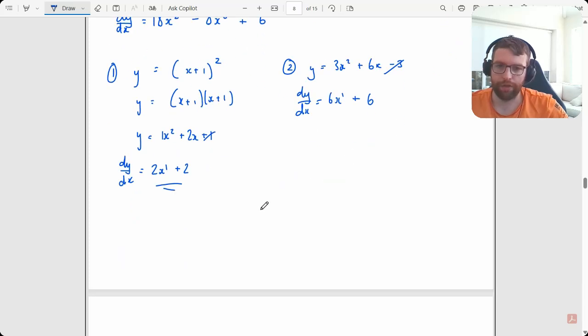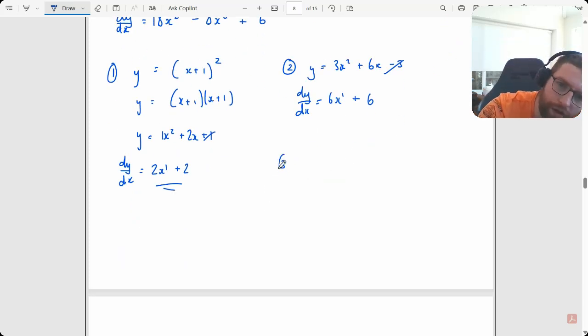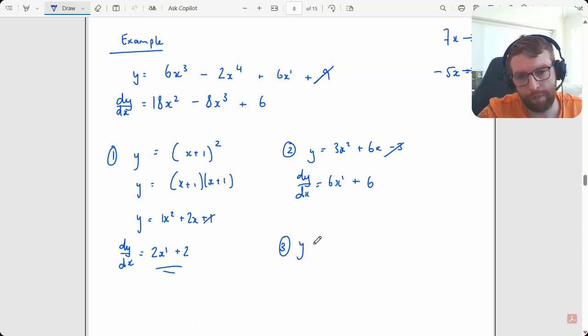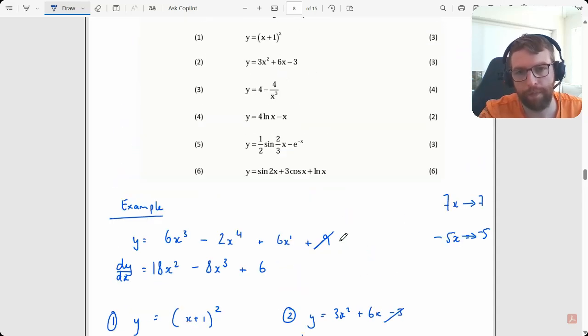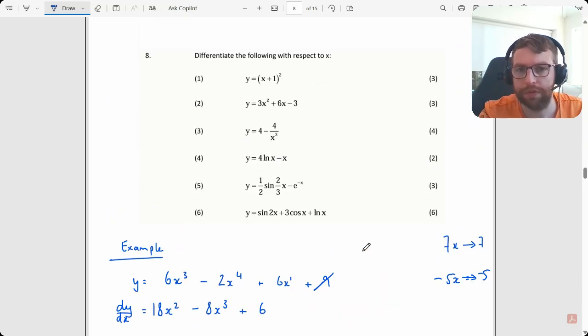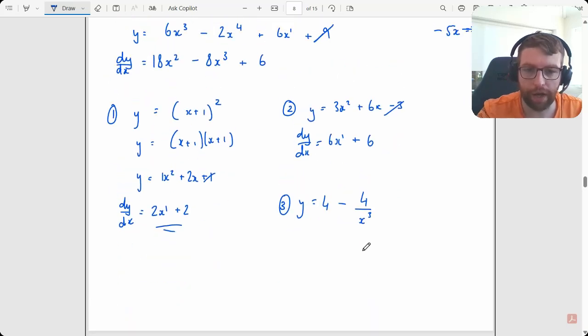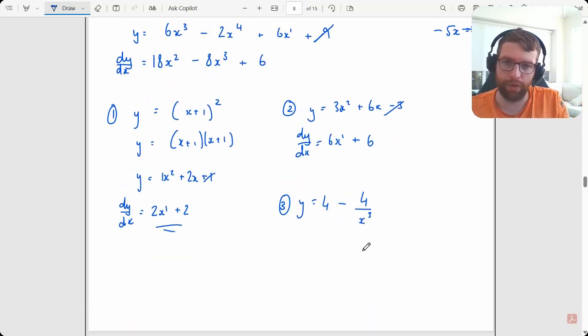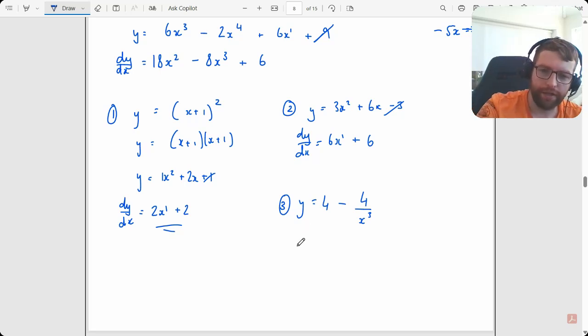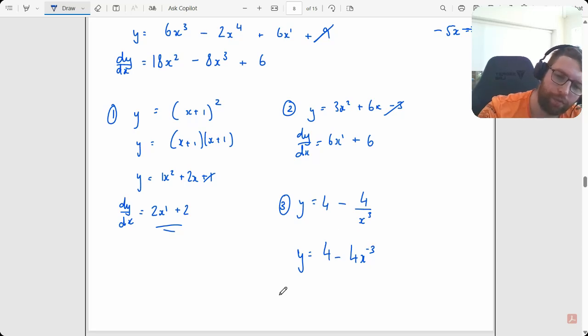The third question is a little bit different because our x is on the bottom of a fraction now. So we've got 4 over x cubed. Just double check, yeah. And so what we need to do is we need to make it look like question 1 and question 2. So we need to bring that x up. So the way we do that is we rewrite it with a negative power. So we've got 4x to the power of minus 3. And then we differentiate from there.